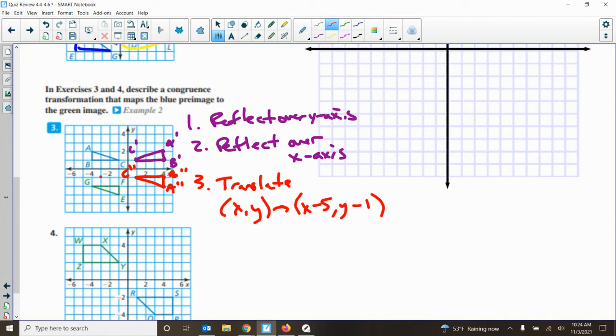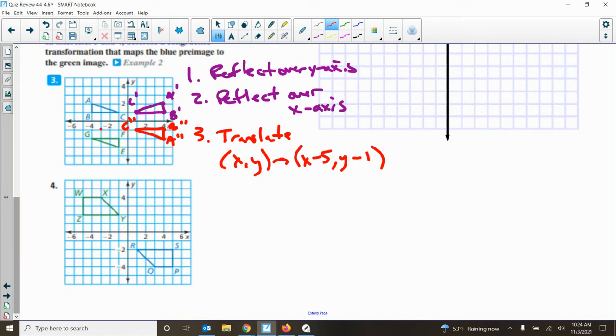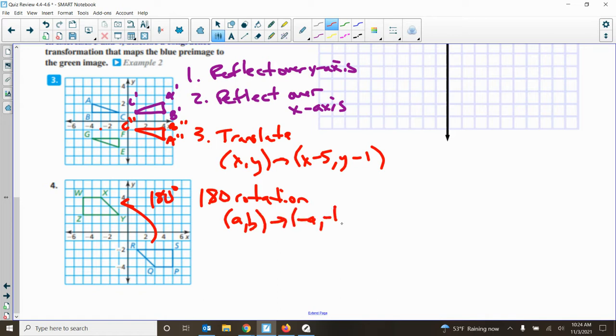Number 4 is the same. Now we're still going blue to green. And what are you thinking here? I'm thinking this might actually be a rotation. This looks like a rotation of 180 degrees. Okay, let's recall 180 degree rotation. And again, remember these rules. I think AB goes to negative A, negative B. So let's see if this works out perfectly.